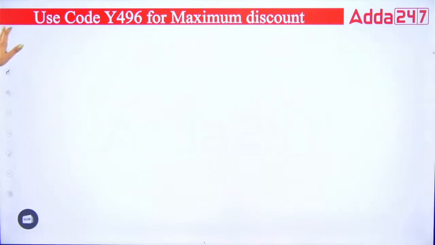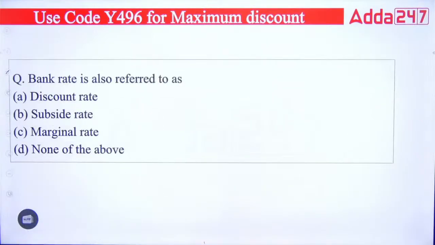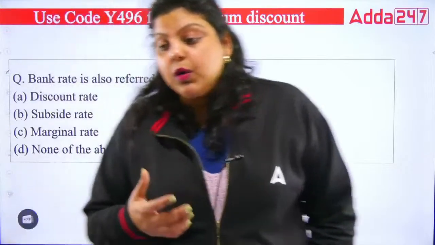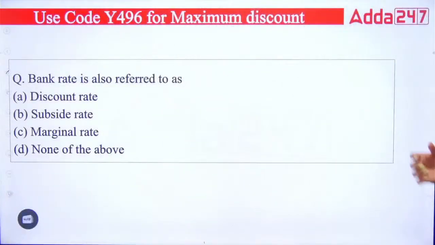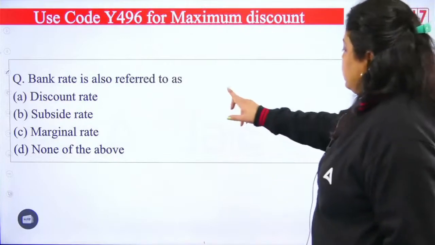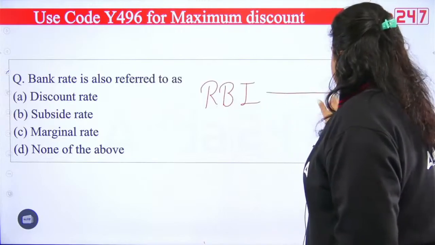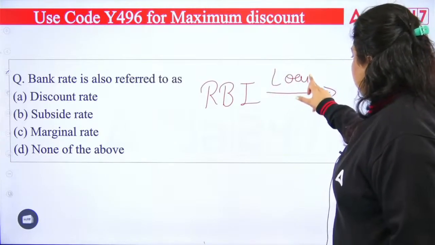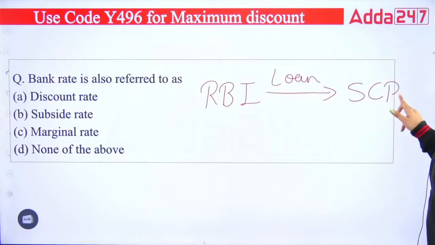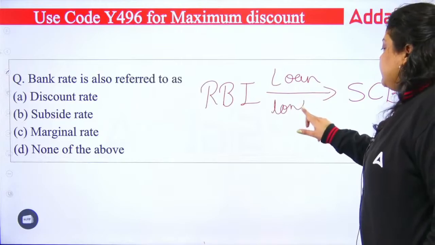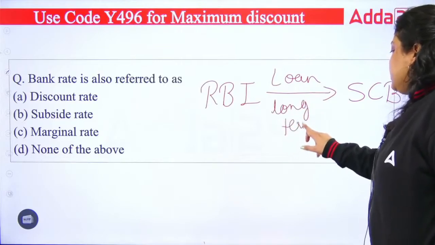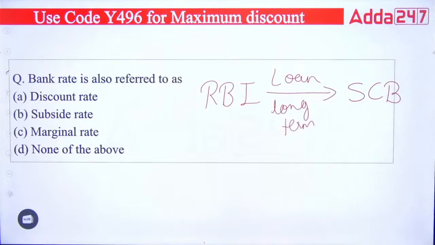Next question: bank rate is also referred to as what? What is the other name of the bank rate? Let me tell you what the bank rate actually is. Under the bank rate, RBI gives loans to scheduled commercial banks for a long-term period, meaning more than 3 months. Whenever RBI gives loans to commercial banks for the long-term period, that is known as the bank rate.